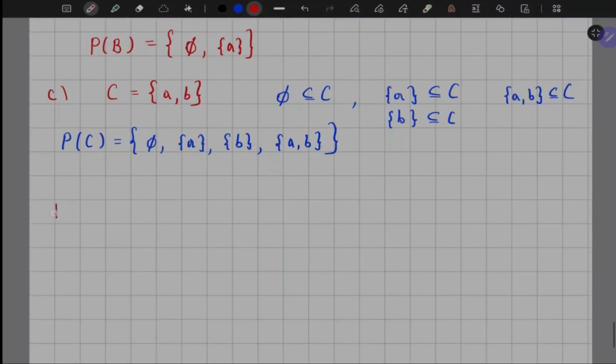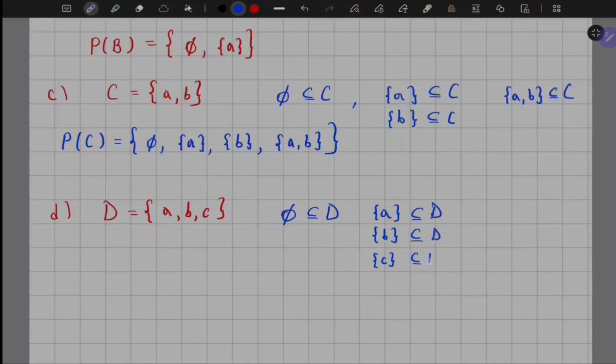And let's continue with part D. In part D, we are given a set D which contains 3 elements, A, B, and C. So let's write the subsets of D. First of all, the empty set is a subset of D. And we can have a set which contains only one element. In other words, set {A}, set {B}, and the set which contains C. These are all subsets of D. And we can have {A, B} as a subset of D. Also, {A, C} is a subset of D. And {B, C} is a subset of D.